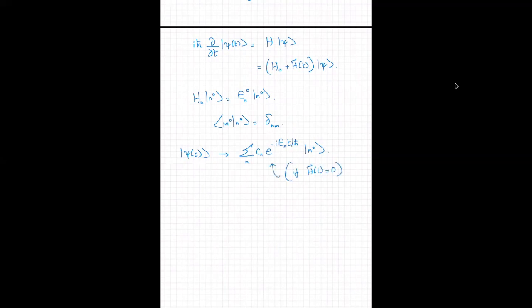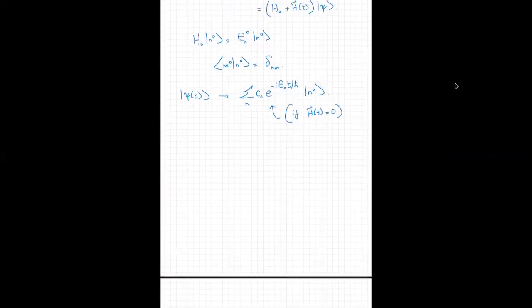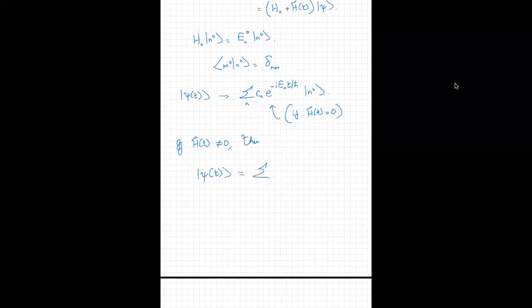So if H tilde of t is not equal to 0, I can still write the general state as a linear combination of the n0's, but the time dependence of the states is going to be different. They are not going to be stationary states anymore, so I cannot simply write down a simple e to the minus i En t over h bar. So if H tilde of t is not equal to 0, then psi of t can still be written as some linear combination of the states, let us say some alpha n of t times n0, but I need to figure out this alpha n of t. Okay.